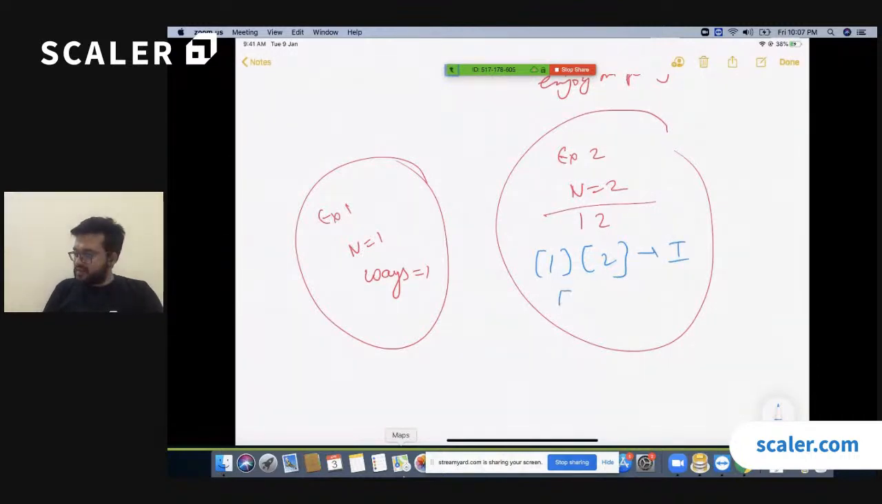Second way would be that person 1 and 2 have paired up and they are enjoying the party together. Does that make sense? Are there 2 ways here? The answer to this problem would be 2. That number of ways would be equal to 2.